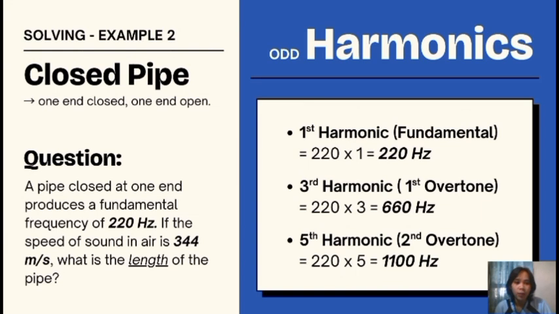And then, if we are going to find the second overtone, its equivalent is the fifth harmonic. So, 220 times 5 is equal to 1,100 hertz.